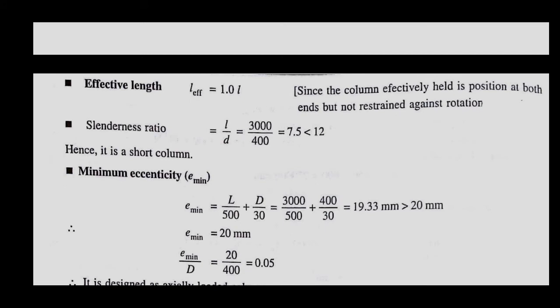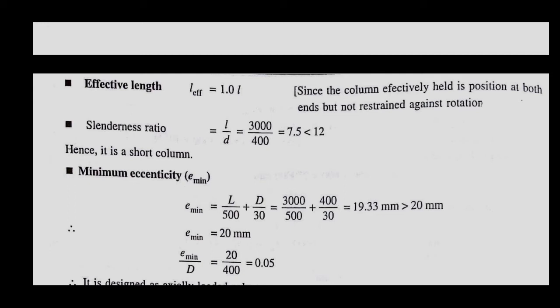So effective length is 1L, so the slenderness ratio is equal to L by D. Here L effective and L are the same. So 3000 by 400 equals 7.5, and this is less than 12. So as per IS code specification, this column will be designed as a short column.